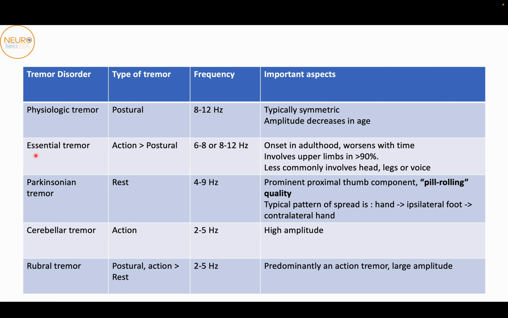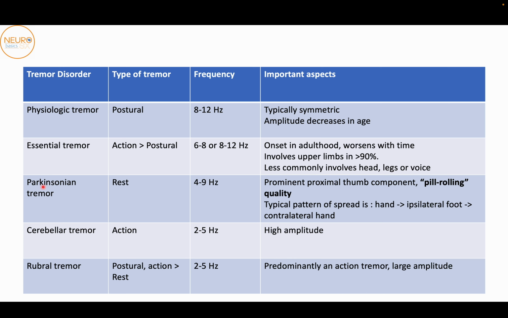Essential tremors, on the other hand, the most common tremor disorder, is more of an action tremor. Okay, so it will be seen when you do some sort of an action, at about a similar frequency, but as we can see, it worsens with time. It mostly involves the upper limbs, but it can also involve the head, legs, or voice.